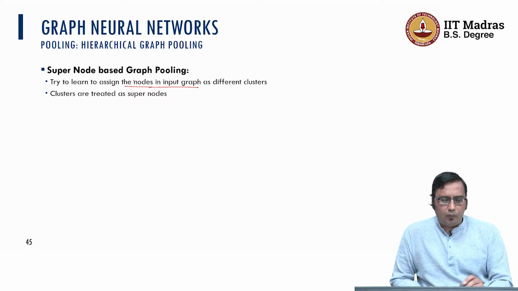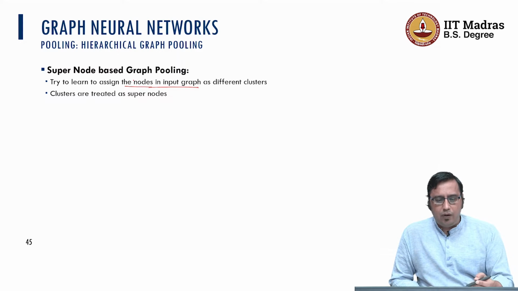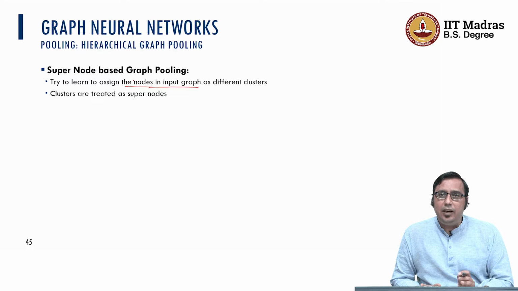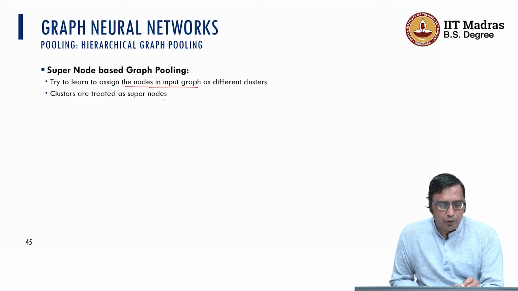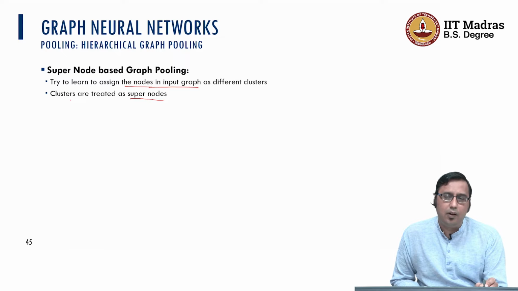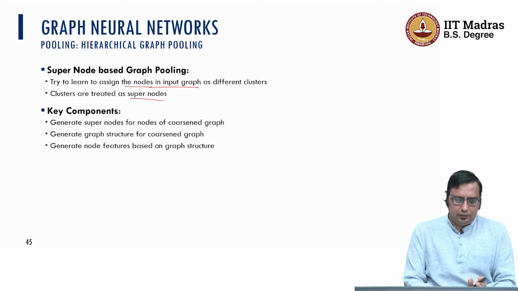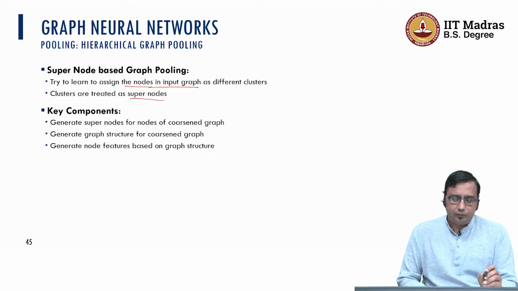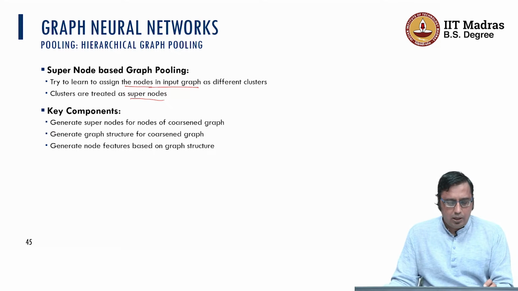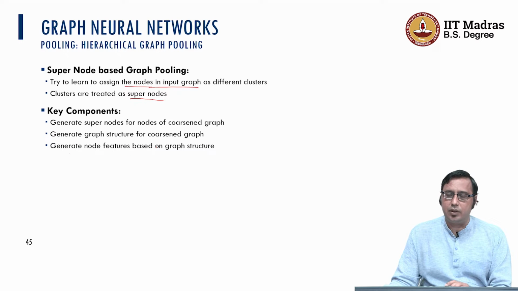Here, we are trying to generate supernodes without losing any information, and the supernodes are generated using the clusters, which are sets of nodes. Again, similar to down sampling based hierarchical graph pooling, there are three key elements in supernode based graph pooling. Generate the supernodes for nodes of the coarsened graph, generate the graph structure for the coarsened graph, and generate the node features based on the coarsened structure.